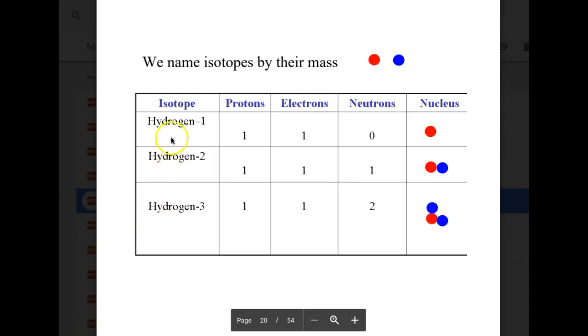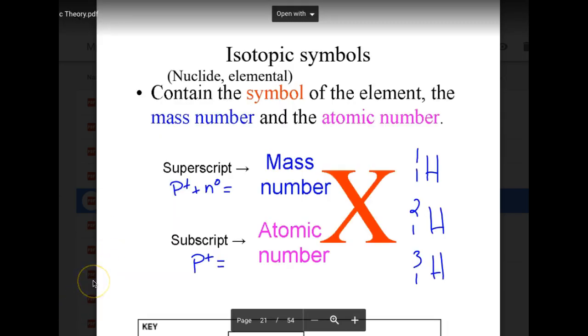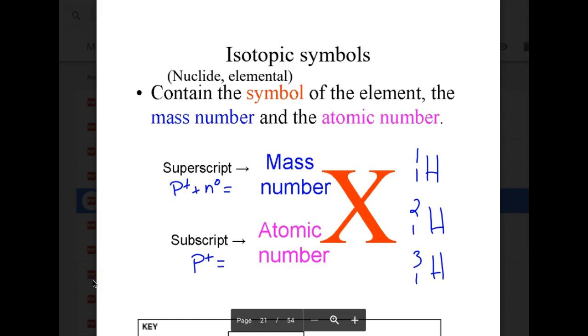Just a reminder that we name isotopes by their mass. So this isotope would be hydrogen-1, hydrogen-2, hydrogen-3. That dash notation, just remember that that notation exists. And the more common isotopic notation: nuclide, elemental, isotopic notation, you need to know that those are pretty much synonymous for each other in these terms.